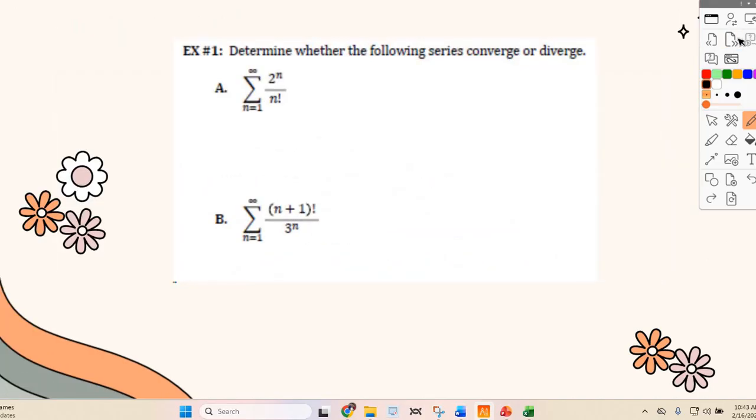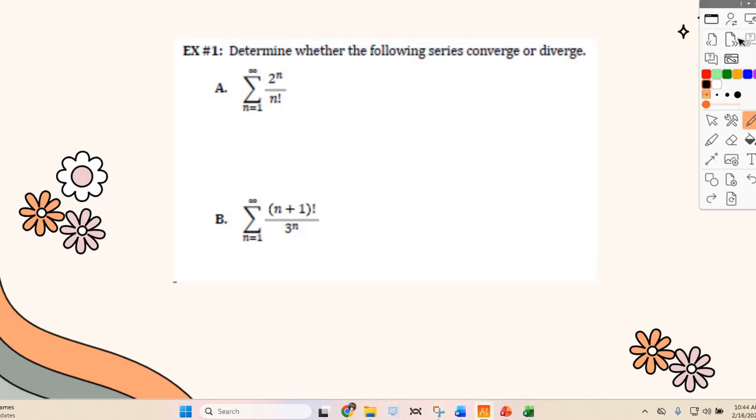So it says determine whether the following series converges or diverges. So what do we have? What do we have in these? Factorials and exponents, right? So the first thing is especially with factorials, that's automatically going to eliminate any of our other formats, right? It's not going to be geometric. It's not going to be P series.